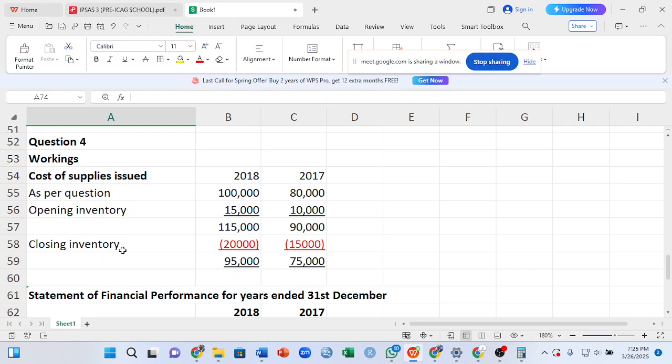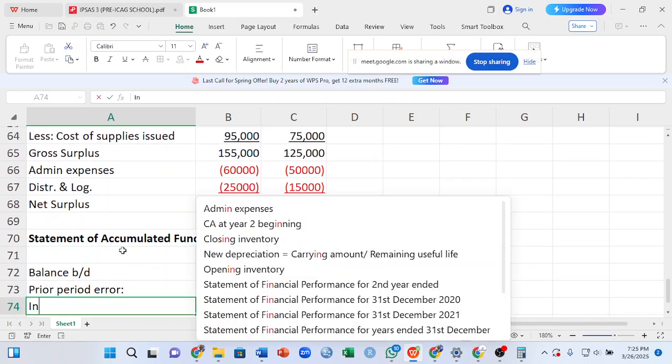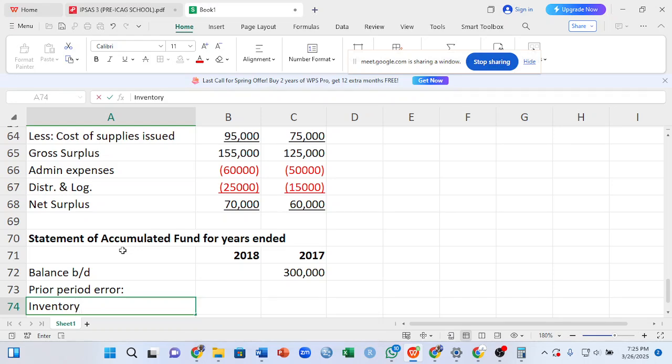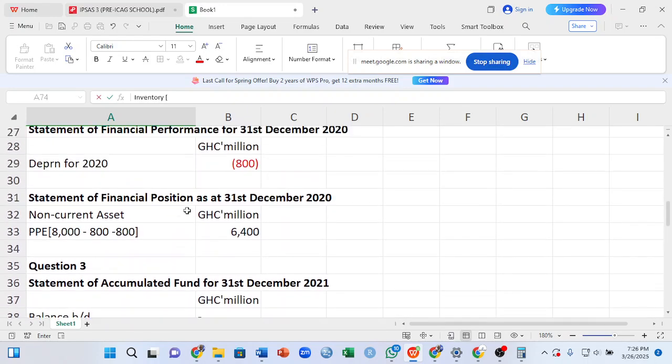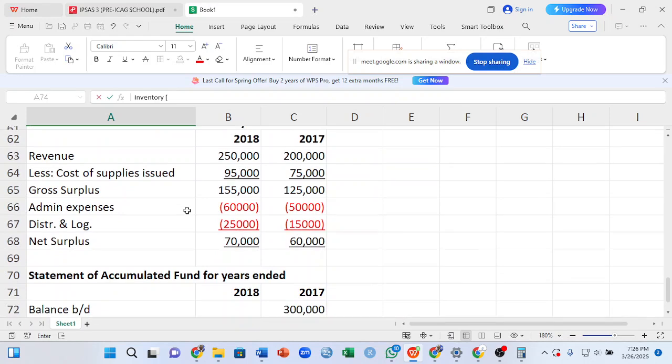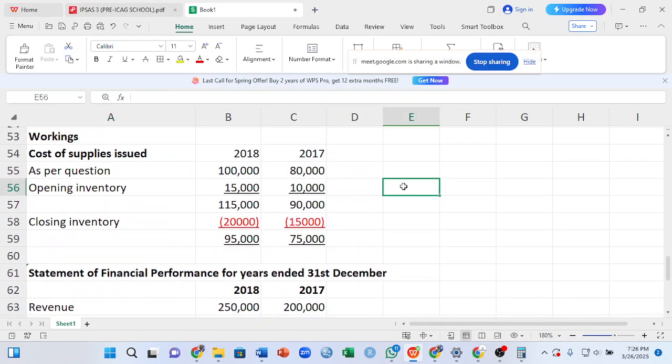Combine. We should combine. Okay, so the prior period error here, the inventory. There are two things we bring, opening and closing. So we just look for the difference between the two. The difference between this and this will be 5,000, right? That will be for 2017. And 2018 also will be 5,000.